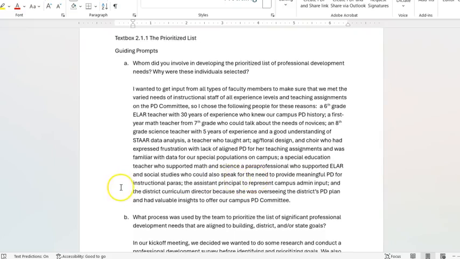So this is fine. There's another example in the exemplars, which is really good. But you see, I have a large committee and I explained how I chose each person and why they were on there. I chose this one because they knew our campus history. I chose this one because they knew about novice teachers. I chose this one because they had a good understanding of STAR data.